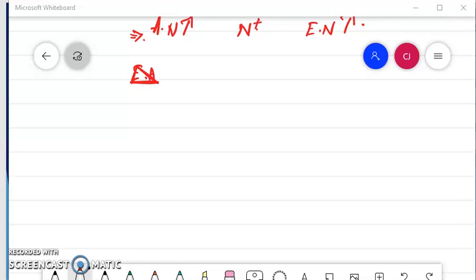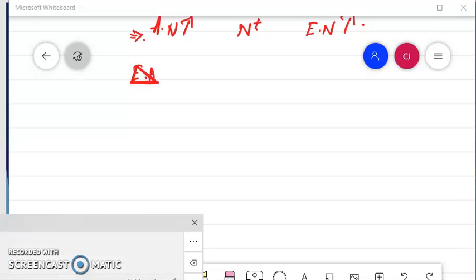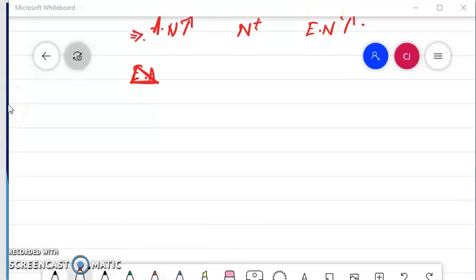The next thing we are going to see is electron affinity. What is meant by electron affinity? We have studied it in the 12th standard, right? When an electron is added to an atom to form a negative ion, that is called electron affinity. So the electron is added to the atom, and then it forms a negative ion.